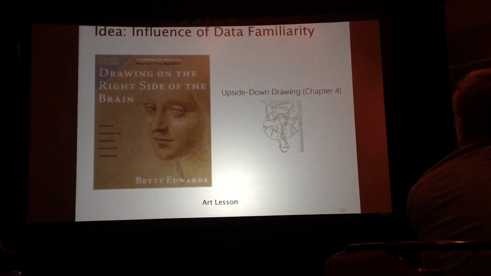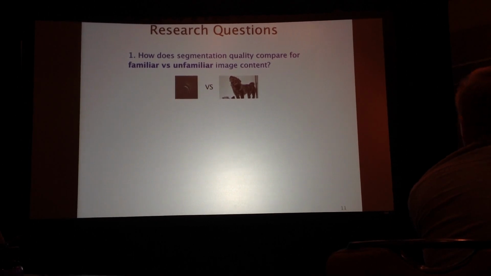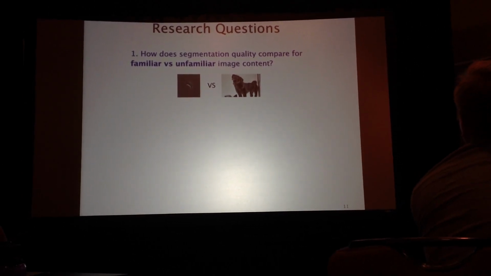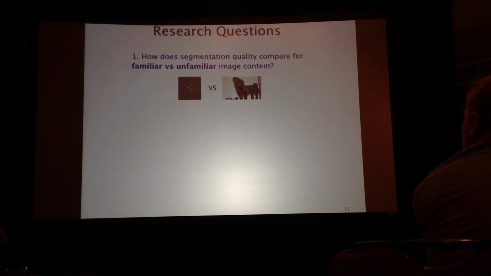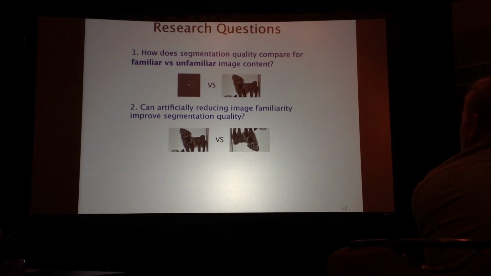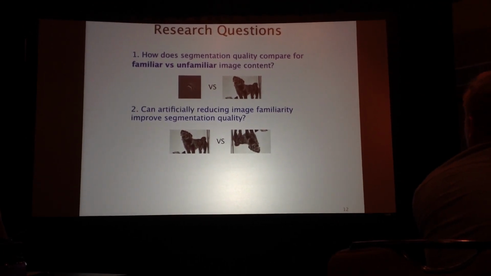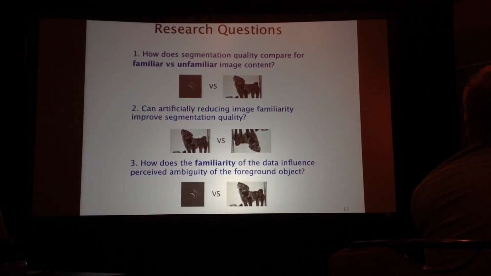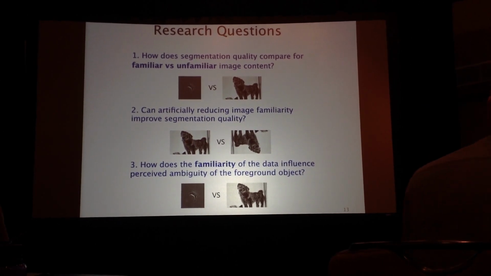For our work, we wanted to explore this in the crowdsourcing space for the segmentation task, and in particular, I will present 3 research questions that we explored. First, how does the segmentation quality compare for familiar versus unfamiliar image content? Second, can artificially reducing the image familiarity improve the segmentation quality? And finally, how does the familiarity of the data influence the perceived ambiguity of the foreground object?